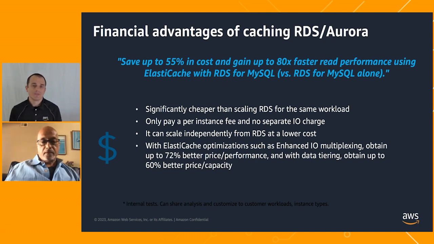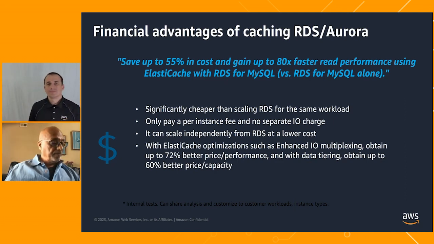Yeah, I'm looking at these numbers. Enhanced I/O multiplexing up to 72% better price performance, and data tiering 60% better price capacity. These are some pretty impressive numbers. So, what workloads can I use caching with? Where would it be helpful?